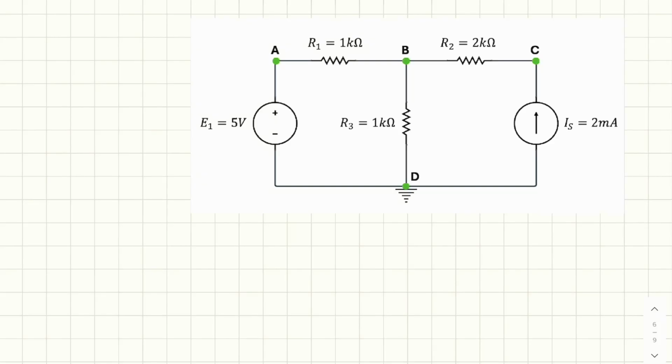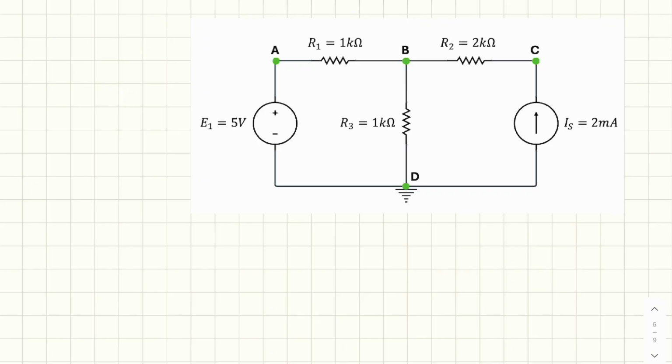Here in this example, we want to look at another very common and very powerful technique in circuit analysis. This is called nodal analysis. Nodal analysis is based on Kirchhoff's current law, so we first identify the nodes. In this circuit, we have nodes A, B, C, and D.